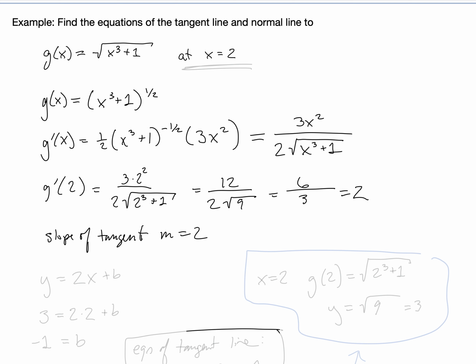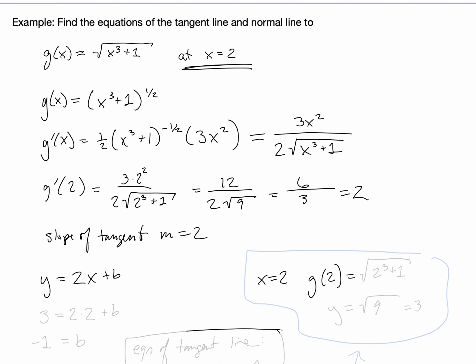So we still need to find the equation of the tangent line. We know that that's going to be a line, and therefore it's of the form y equals mx plus b, y equals 2x plus b, and we need to solve for b. So to solve for b, we are going to plug in the one point that's in common with both the tangent line and the original function, and that's when x is equal to 2. So the x value is 2, and we're going to plug in g of 2, the original function, not the derivative, to see what that is.